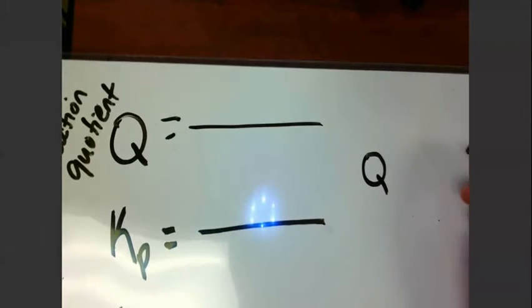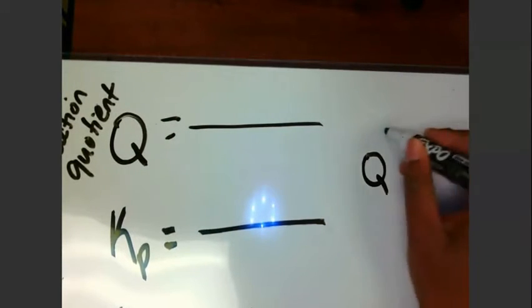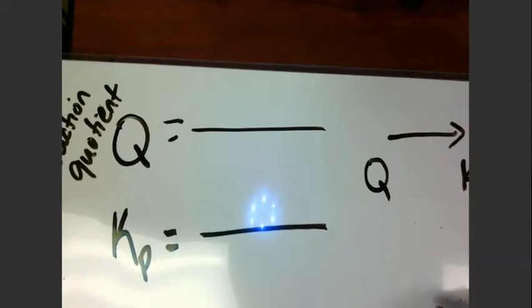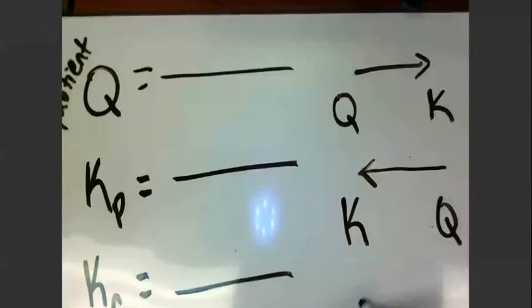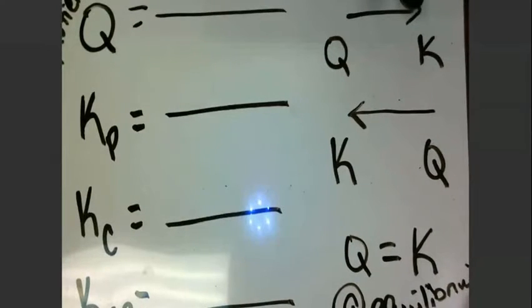If Q is less than K, there will be a shift to the right. If Q is greater than K, there will be a shift to the left. If Q is equal to K, you're at equilibrium. So you can actually use your Q value and compare it to K and say, oh wait, I'm at equilibrium if the values are the same. I'm going to make you guys practice that, but I don't have the practice for that part.